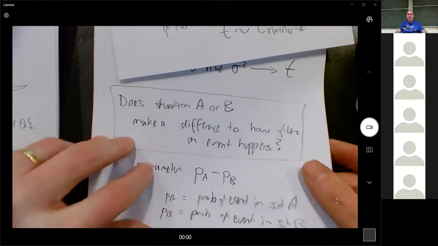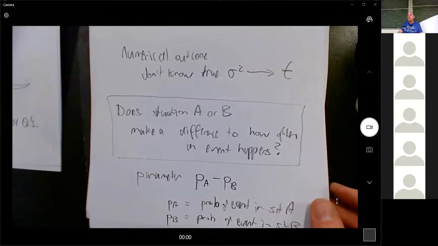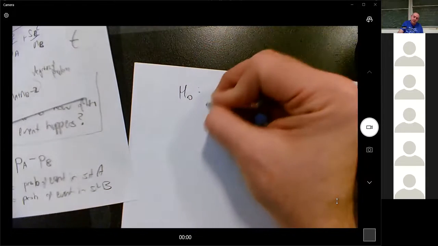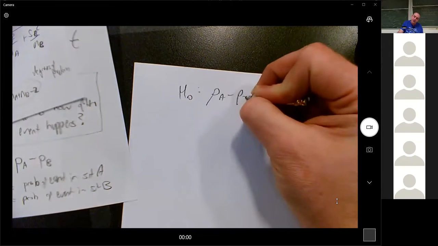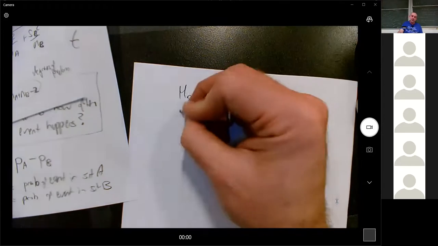And so that's my parameter. How far apart are those two likelihoods? And so then you'll say the null hypothesis is that PA minus PB is 0. And the alternative is that they're not.